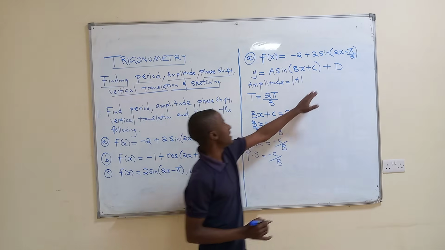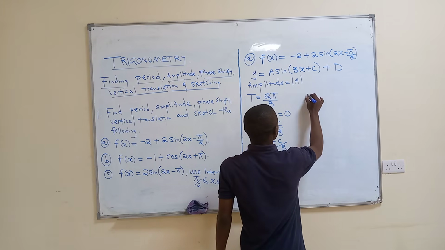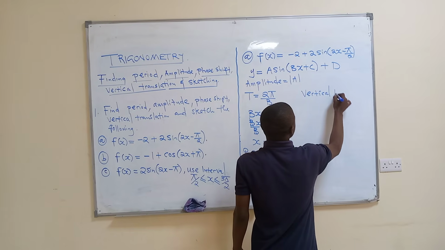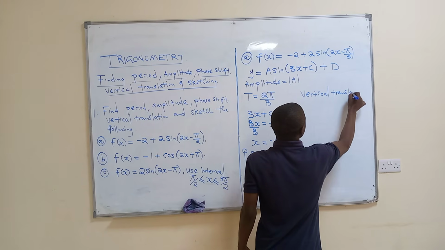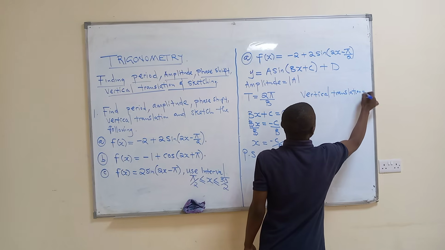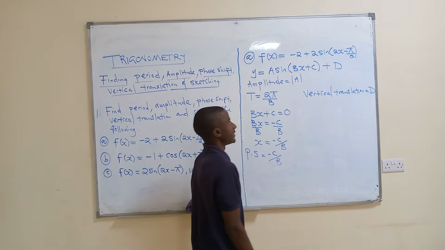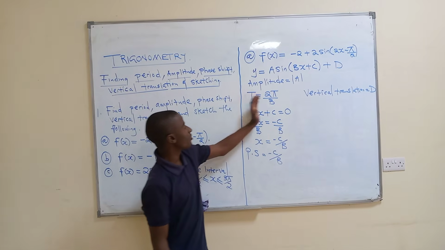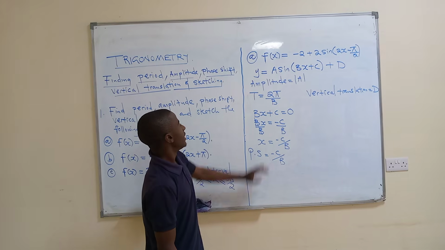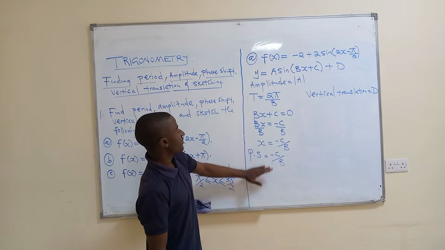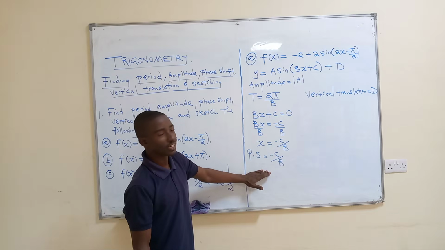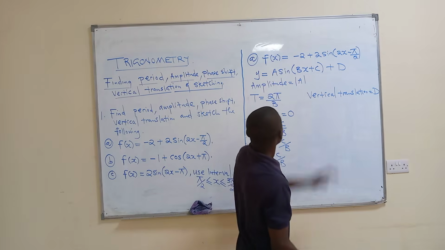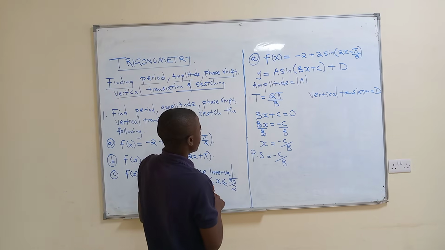And then this d that you are seeing there is what we call the vertical translation. So vertical translation is equal to d. Since we know all the formulas for calculating amplitude, period, and phase shift, we can go ahead and calculate what the question asked us to calculate.